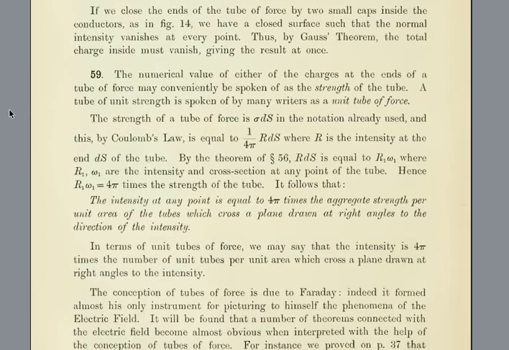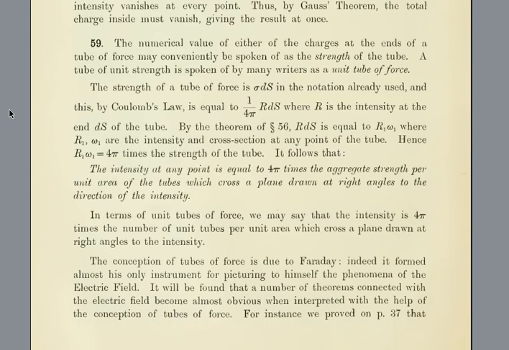59th. The numerical value of either of the charges at the ends of a tube of force may conveniently be spoken of as the strength of the tube. A tube of unit strength is spoken of by many writers as a unit tube of force. The strength of a tube of force is sigma multiplied by ds in the notation already used, and this, by Coulomb's law, is equal to 4 pi multiplied by r multiplied by ds, where r is the intensity at the end ds.